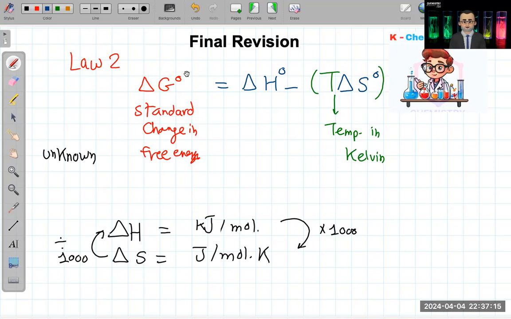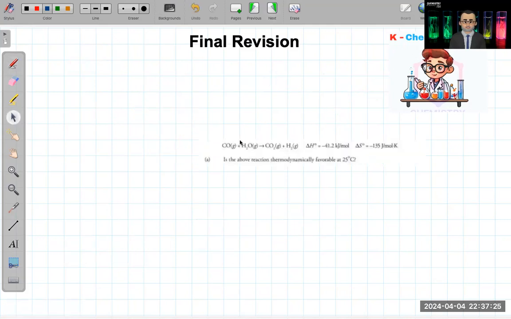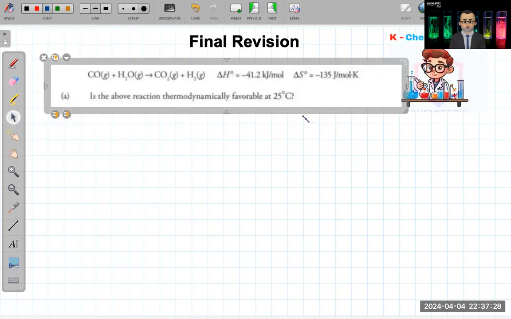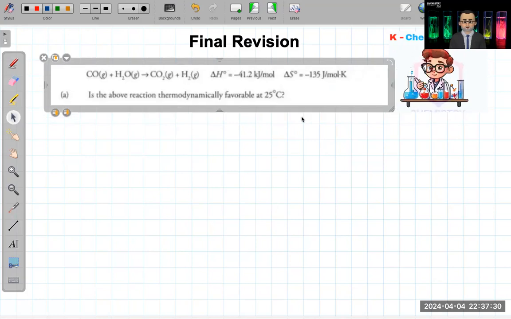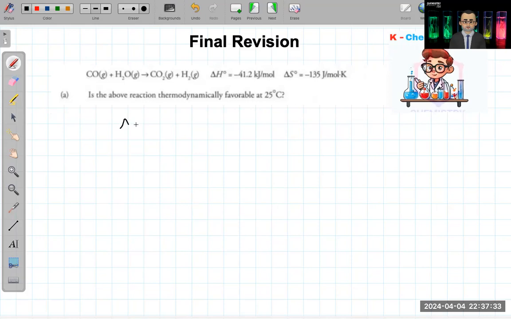So let's see some examples. So this is CO reacts with H2O and forms carbon dioxide and hydrogen. He said that the delta H of the reaction is equal to minus 41.2 kilojoule per mole. It means when this reaction happened, it was an exothermic reaction. And because this is an exothermic reaction, there is heat loss. For every mole, 41.2 kilojoule was released.